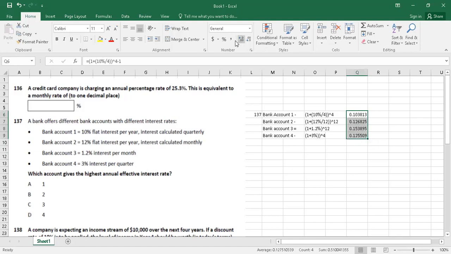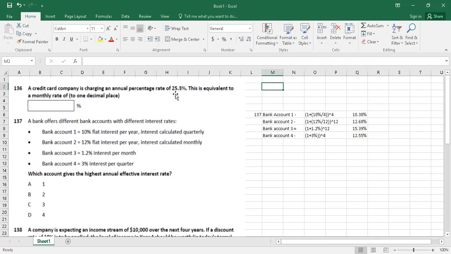Now, if we multiply into 100, it becomes 10.38%, 12.68%, 15.39%, and 12.55%. We tried to do it here also, but I don't know, somehow it's not working out.